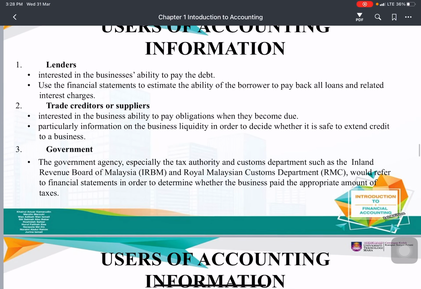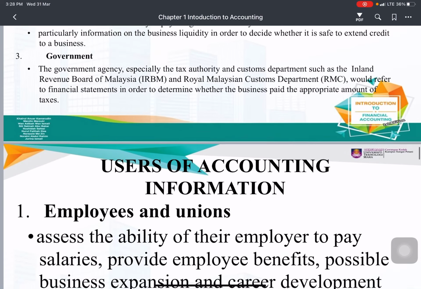And the government, of course, the government are really interested in their tax. All right, so IRB, or Inland Revenue Board of Malaysia, and Royal Malaysian Customs, they really need to know whether they can charge you for a certain tax or not.